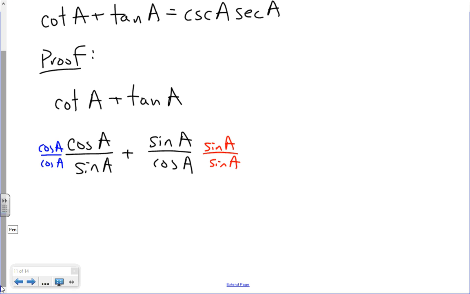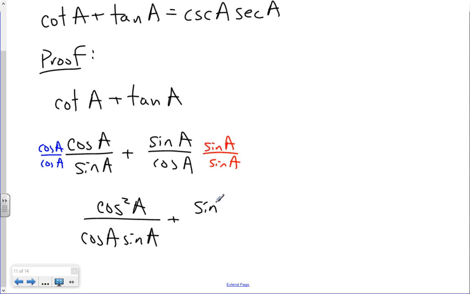In the numerator, you have cosine of A times cosine of A. Oh, that's cosine squared of A. That's actually pretty nice. That's a Pythagorean property, I know. The denominator is the cosine of A times the sine of A. That's the first fraction there. The second one is sine times sine. That's actually pretty nice. That's another Pythagorean property there. Cosine of A, sine of A.